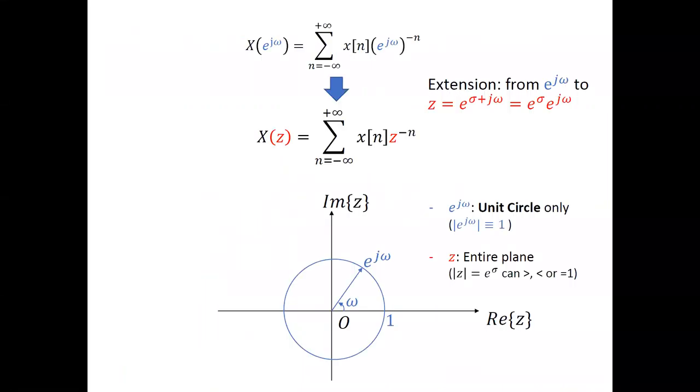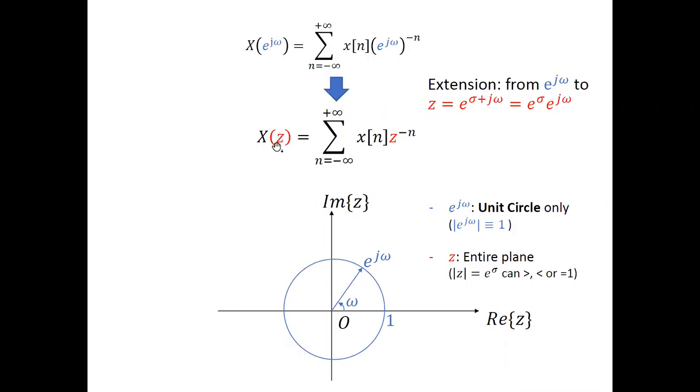So the extension is the following. In e to the j omega, the exponent is an imaginary number, j omega. And we extend it to a general complex number, sigma plus j omega. So sigma is the real part of the complex number, which might be non-zero. And we can understand that e to the sigma is the magnitude of this complex number, e to the sigma plus j omega, and omega is the angle of this number. And we denote e to the sigma plus j omega as z.